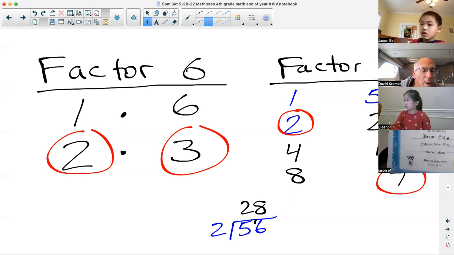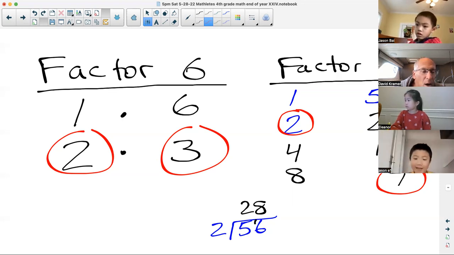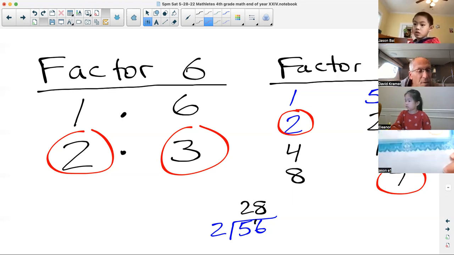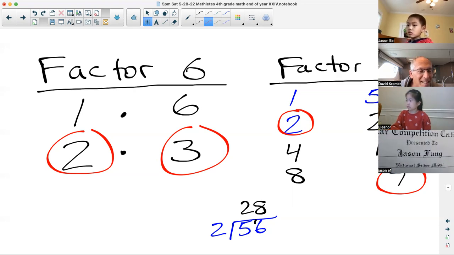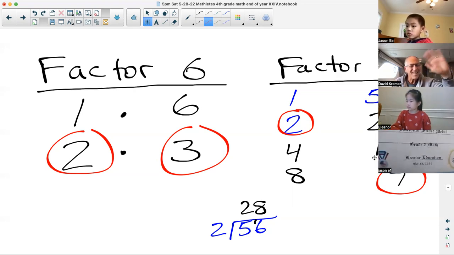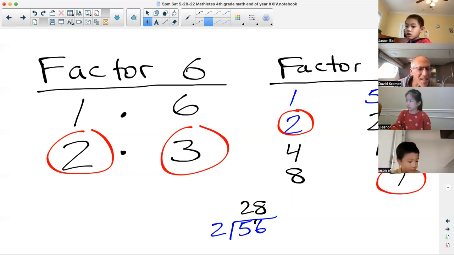And so what did you win, buddy? Math. Oh, that's for math. That's fantastic. Oh, congratulations, second grade mathematician. Great job, Jason. Wow. So, a grade 2 math.